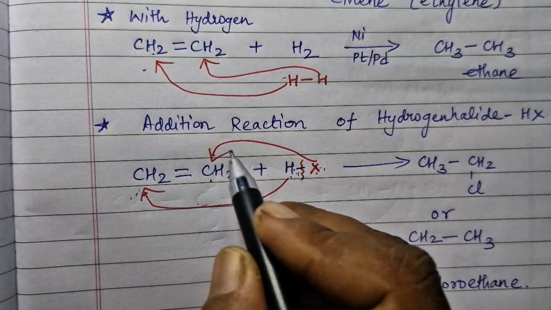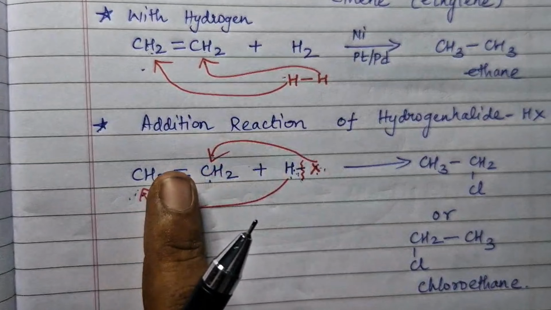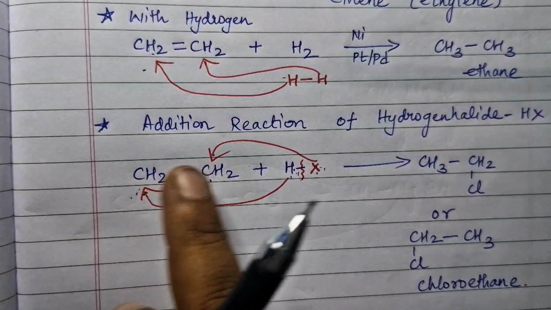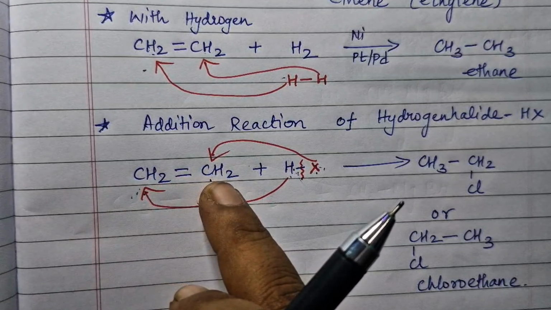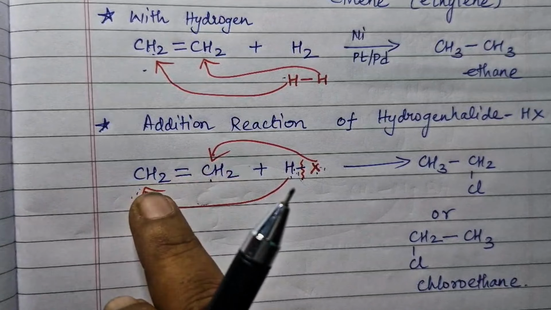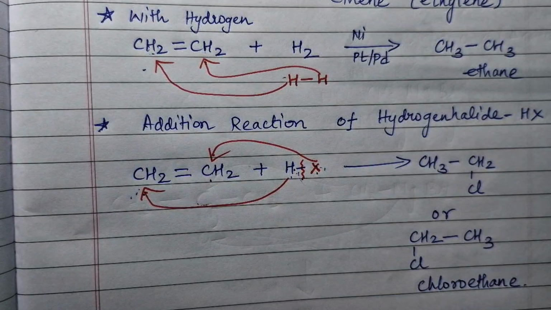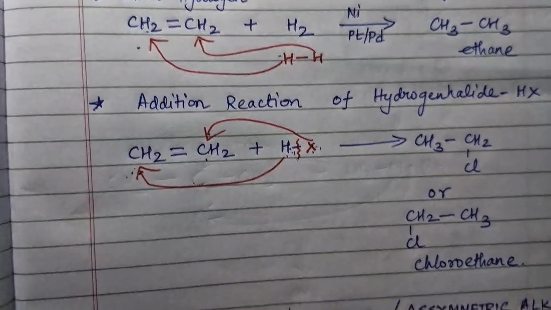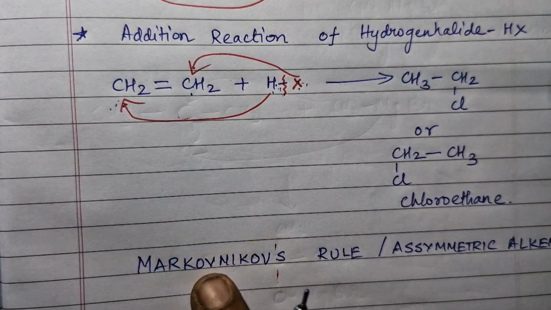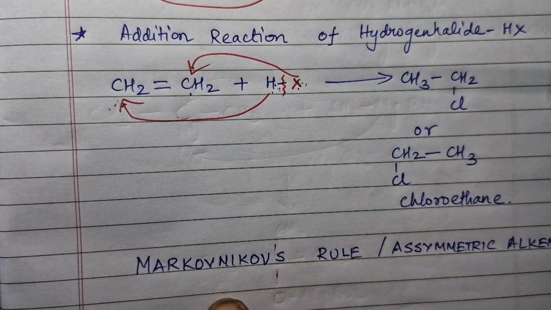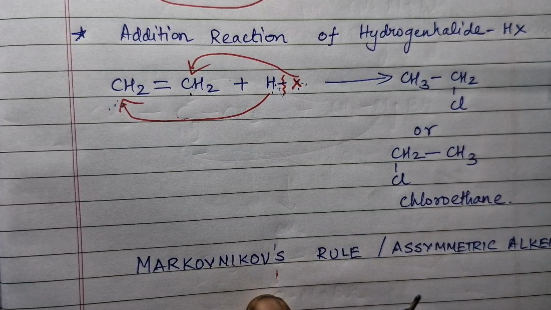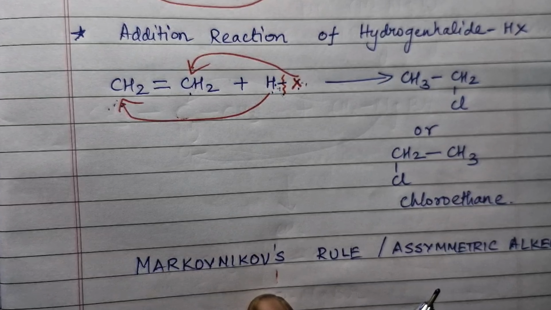Now, this kind of alkene, where across the double bond both sides of my double bond are the same, they are symmetric. It is called a symmetric alkene. Symmetric alkene addition reaction is very simple. But if I have to talk about an asymmetric alkene, then there comes something called Markovnikov's rule. And this Markovnikov's rule, what is the addition, we'll see in the next video.